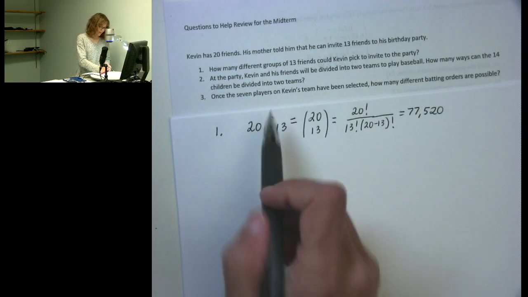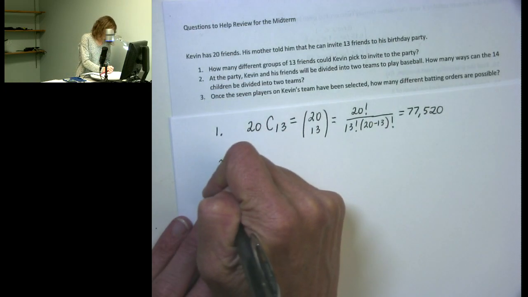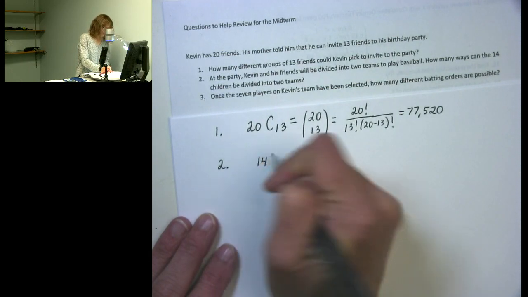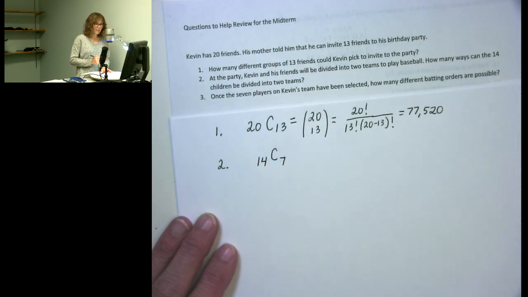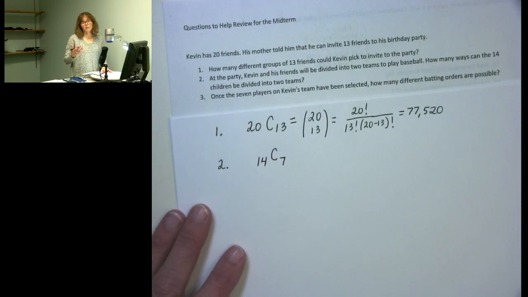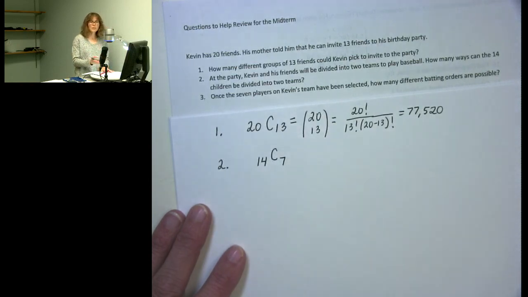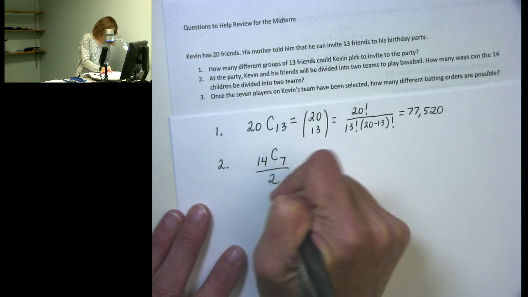At the party, Kevin and his friends will be divided into 2 teams to play baseball. And we want to know how many ways the 14 can be divided into 2 teams. I'm thinking we're going to have equally sized teams, so teams of 7. So remember, we've got 14, and we're going to choose 2 teams. So we're going to choose 7 to be on the first team. But by default, the remaining 7 are going to be on the other team. And so if I just do 14 choose 7, I'm going to end up counting each formation of groups twice. And so I need to divide this by 2.